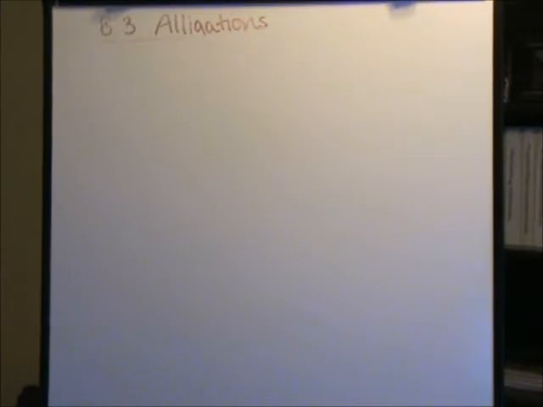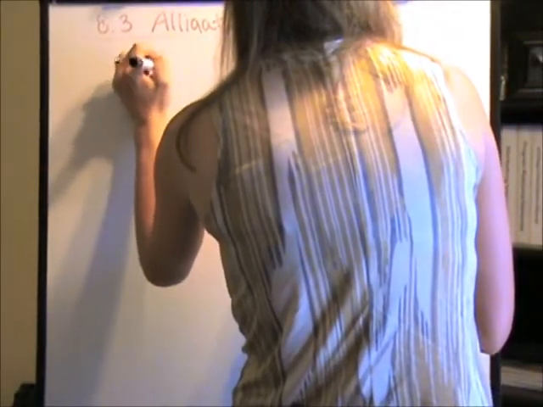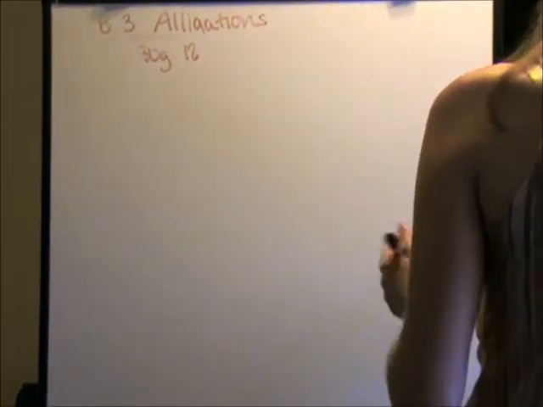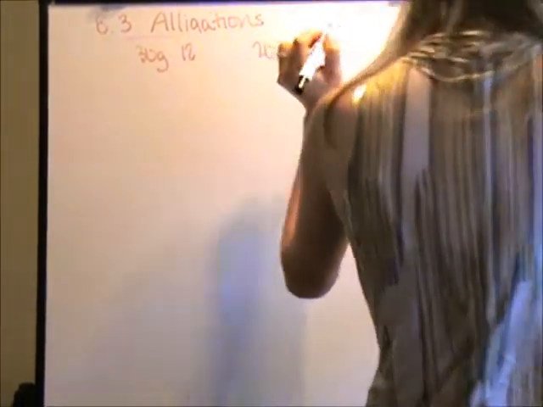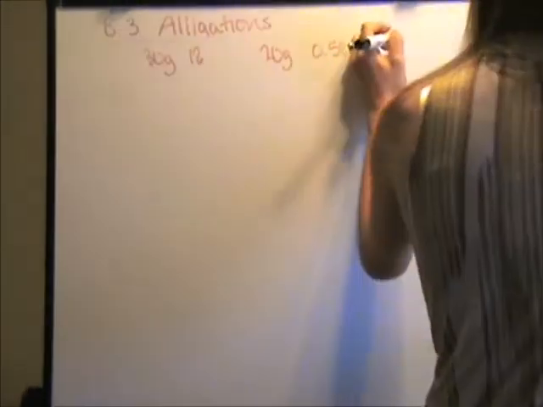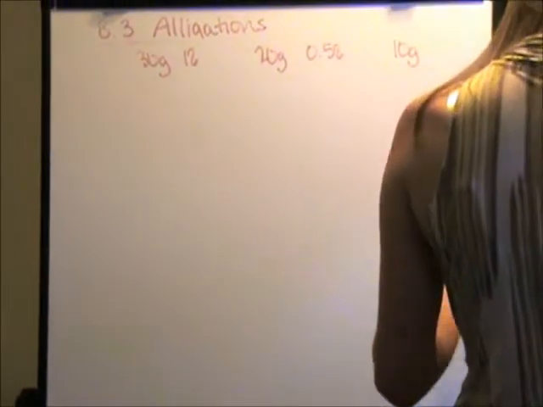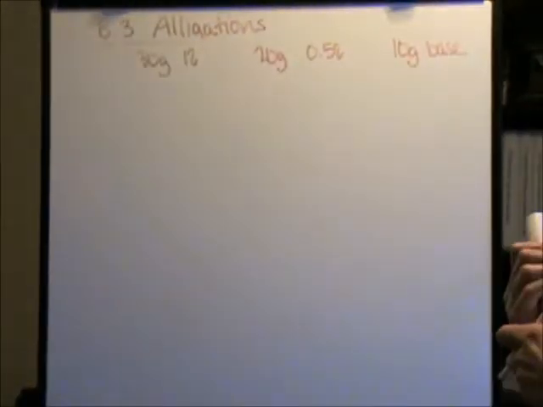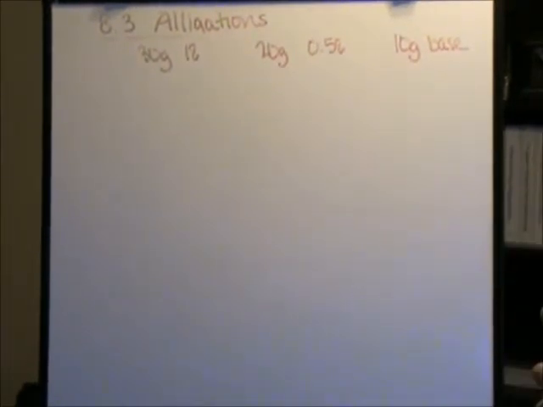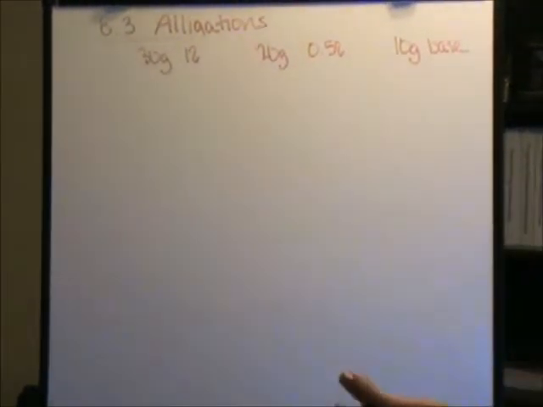You've been asked to prepare a mixture with the following ingredients: 30 grams of 1% hydrocortisone, 20 grams of 0.5% hydrocortisone, and a 10 gram Eucerin cream base. What will be the percentage of hydrocortisone in the final mixture? Okay, so we're trying to find what the final outcome of the percentage is going to be.